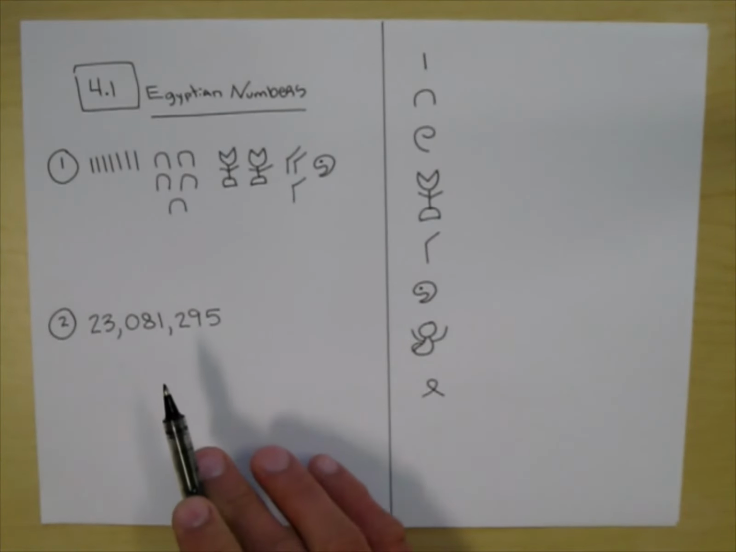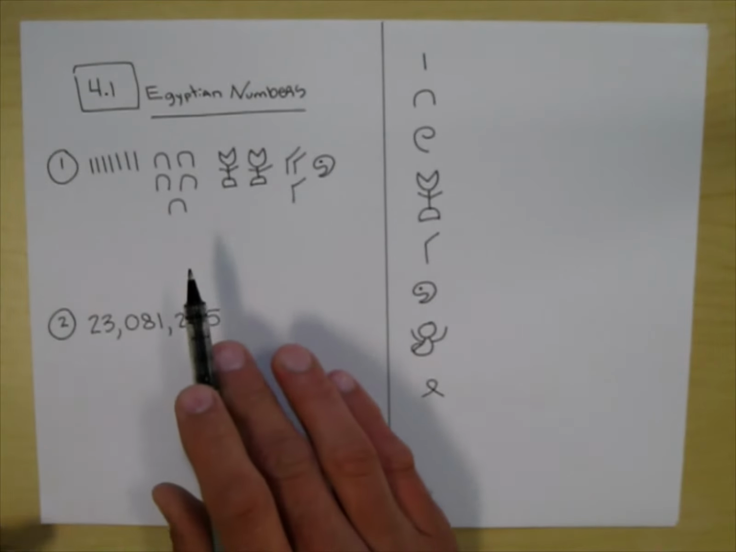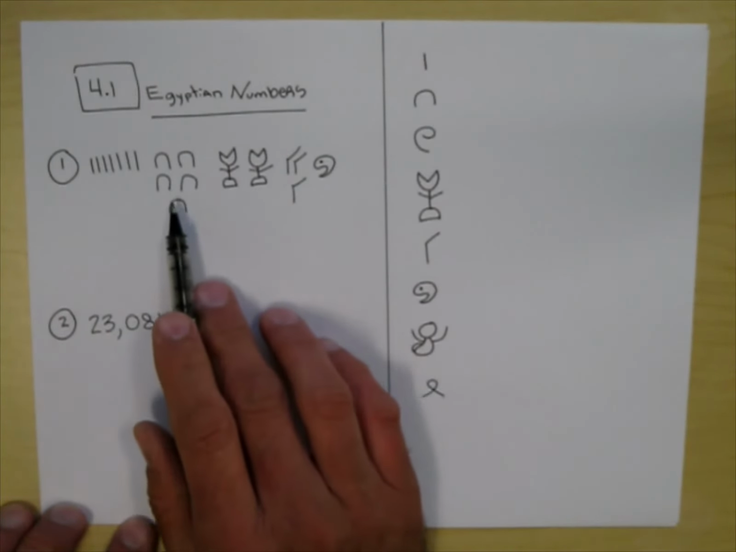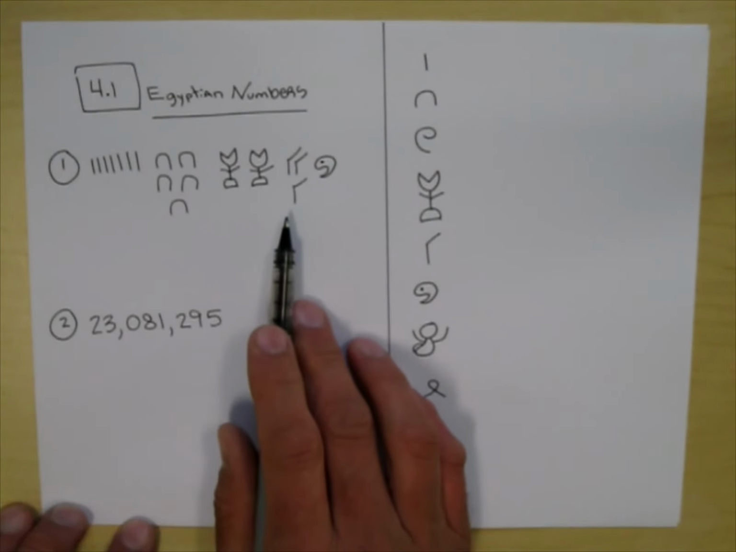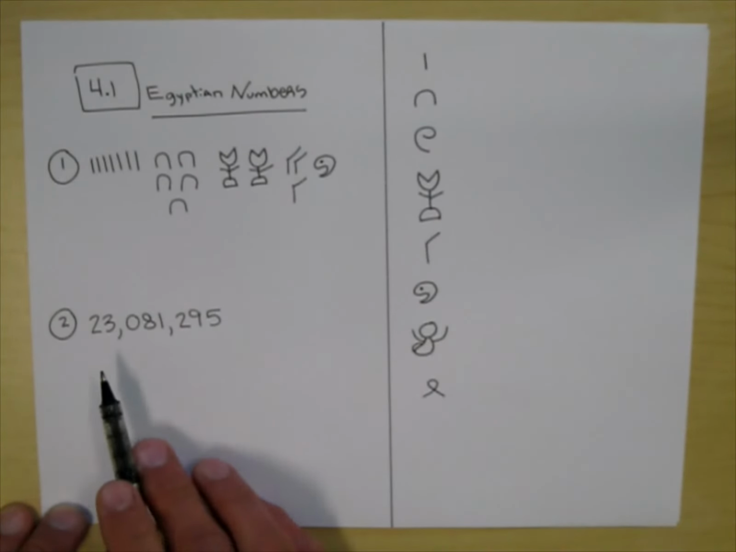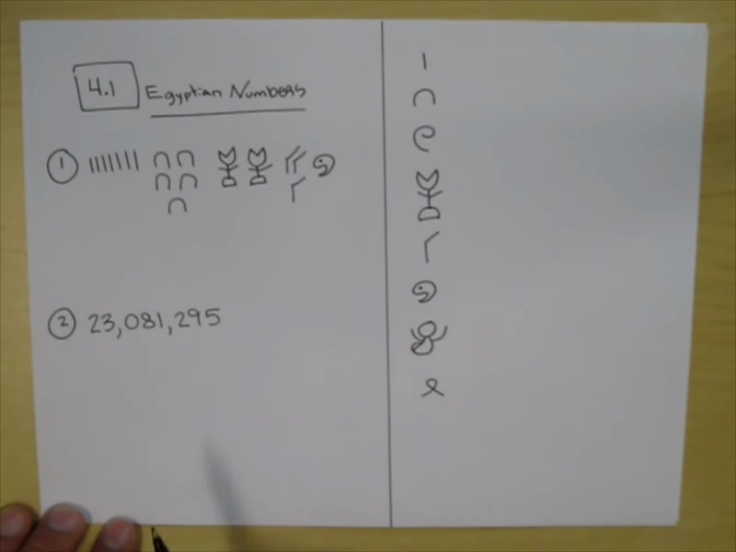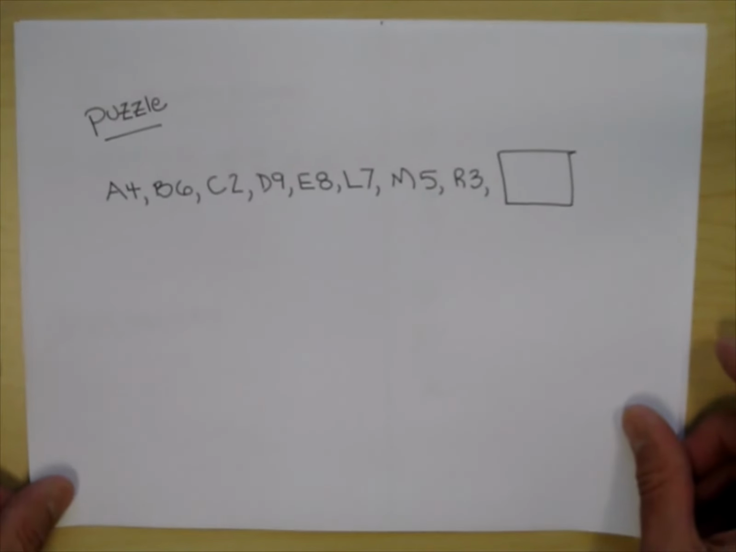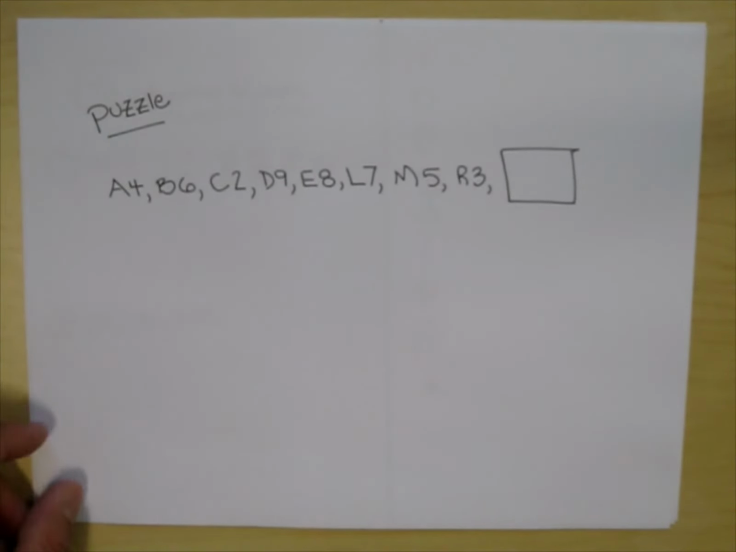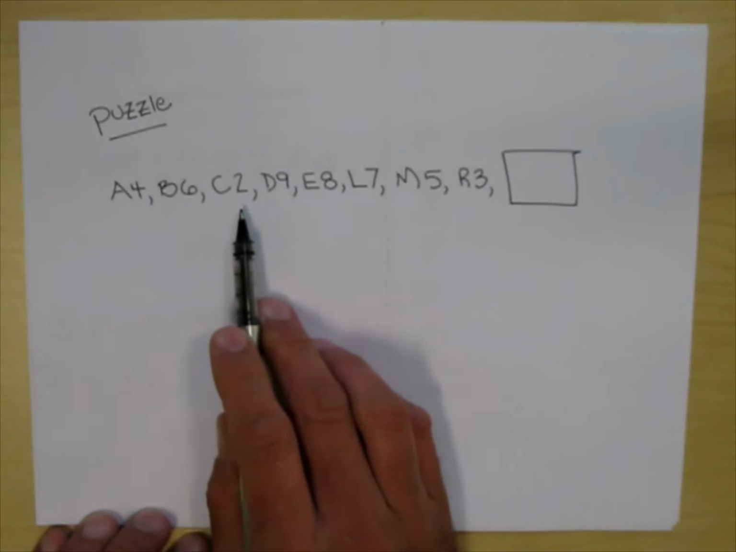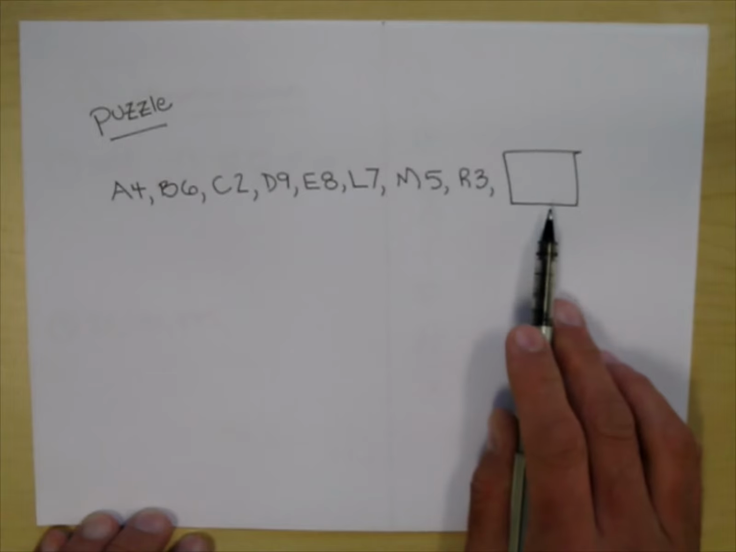So we have these problems here where we have hieroglyphics, and we want to write out what number that is. And then we have this number here, and we want to write it out in hieroglyphics. So that is what we're doing. Our puzzle for today is this: A4, B6, etc. Figure out what goes in the box.